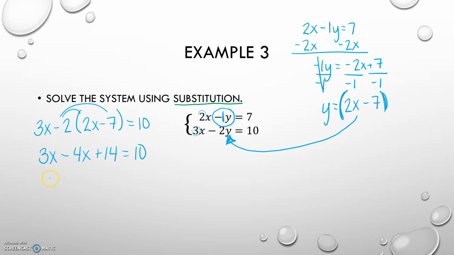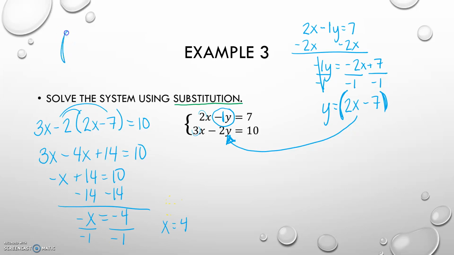So let's do some simple algebra here. Plus 14 equals 10, minus 14, negative x equals negative 4, and then divide by negative 1. So we'd have x equals 4. We still have to find our y, because we have to find the ordered pair. I'm going to plug it into the first equation. It doesn't really matter which one I plug it into. I should get the same answer.